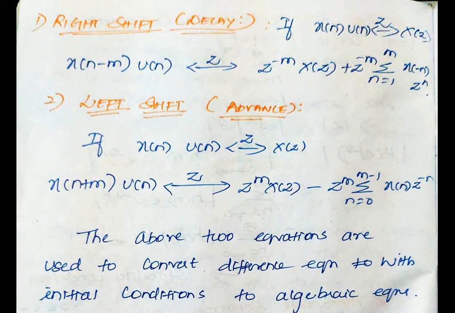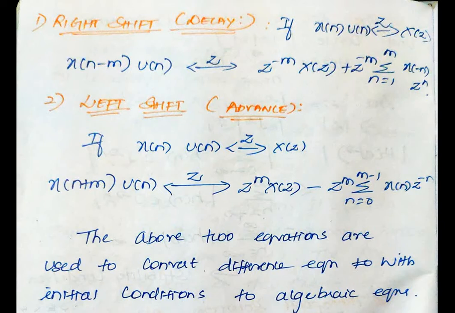But when initial conditions are given, we have a separate rule when we apply the z transform. For example, for the right shift, that is the delay, x of n minus m u of n, on z transform with the initial conditions included, this will give you z power minus m x of z plus z power minus m summation n is equal to 1 to m x of minus n z power n.